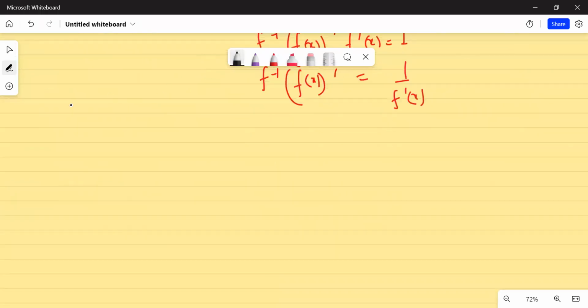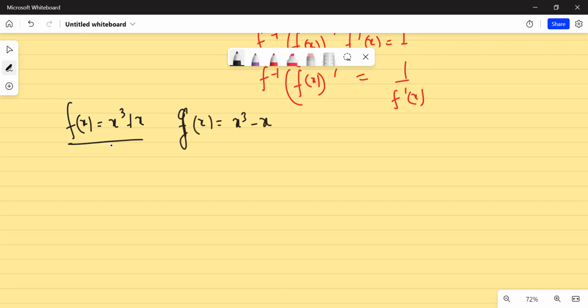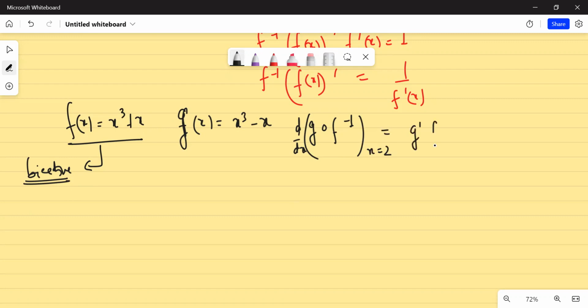What was the problem? Look carefully. What had been given as f of x? x cube plus x, which is not easily invertible. You cannot invert it easily here. g of x was given as x cube minus x. It is now established that f of x is bijective, so the inverse can be well defined. And it was asked what will be the value of the derivative of g of f inverse at x equal to 2. So it will simply equal g dash of f inverse 2, into the derivative of f inverse at x equal to 2. Is that clear?